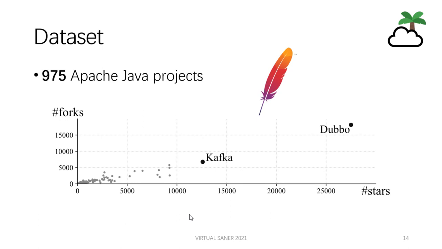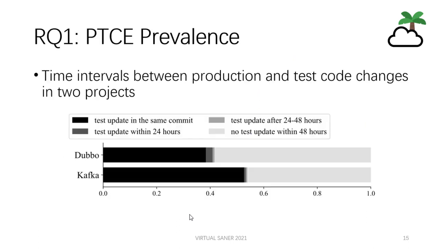We collect more than 900 Apache Java projects to conduct our empirical study. The figure shows that Kafka and Dubbo are the most popular among all projects. Thus, we illustrate our findings with these two projects.